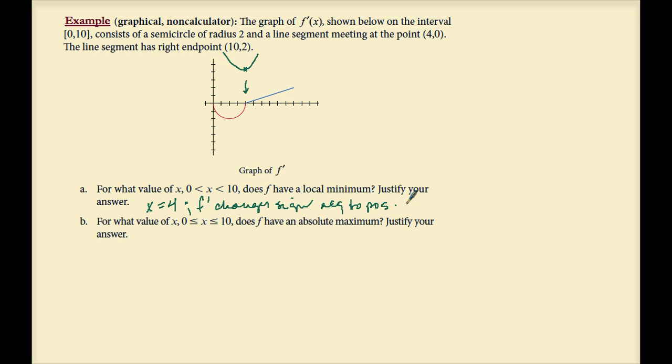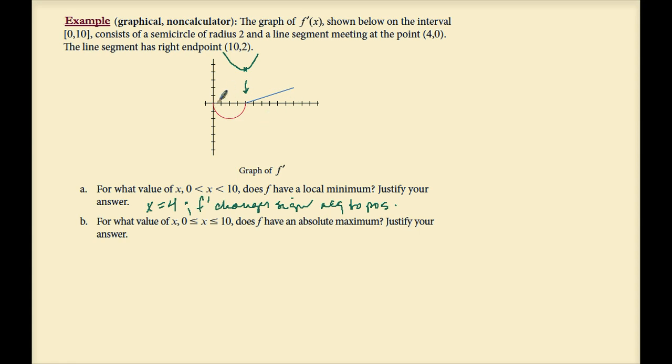Letter B. For what value of x, 0 less than or equal to x, less than or equal to 10, does f have an absolute maximum? And justify your answer. We know that maximum values will occur at critical numbers on the interval or at the endpoints of the interval. Since there is no critical number where f prime is changing from positive to negative, which would indicate a maximum value, the absolute maximum must occur at one of the endpoints of the interval.